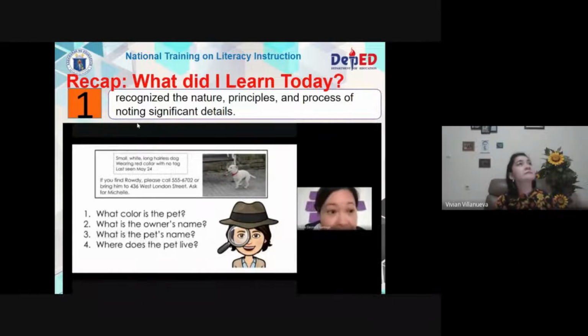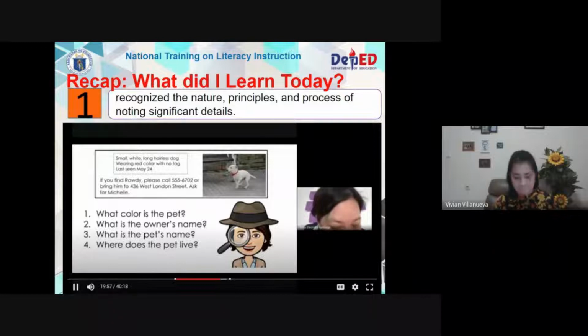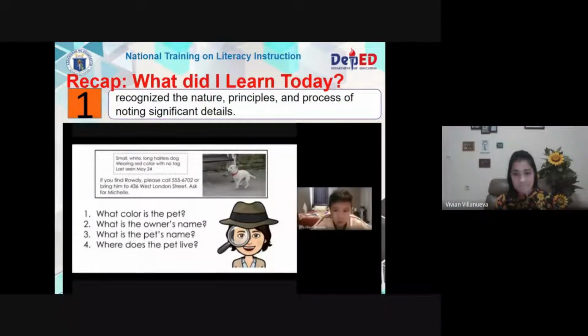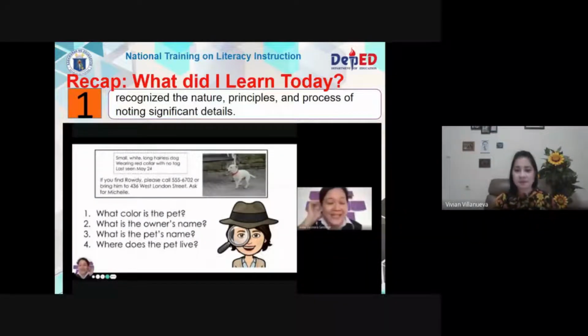Where does the owner, Michelle, live? For number 4, where does the pet live? Where do Michelle, the owner, and the pet, Rowdy, live? Can you tell us the address of the house? No. Where do they live? 555.